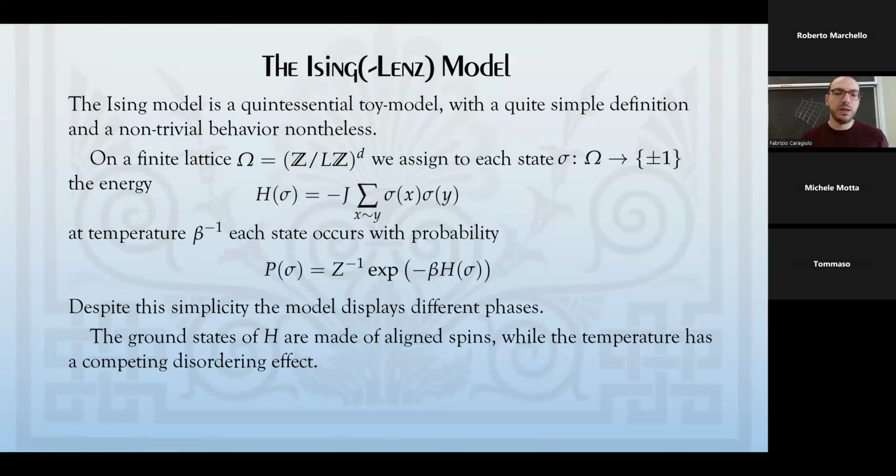So we have two competing forces. On one side, the energy, if we try to minimize it, favors aligned spins, while the temperature, when it's high, tends to disorder the system.